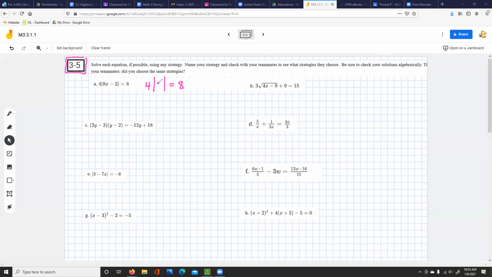So the absolute value has to be 2, right? But what other number could be in here besides 2? -2. Couldn't -2 be in there and that still be 8, right? Because it's an absolute value. So this could be +2 or -2.